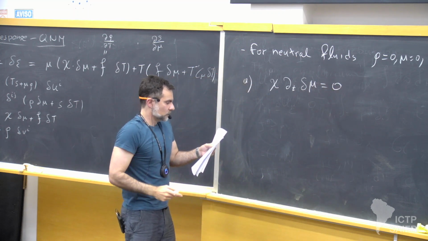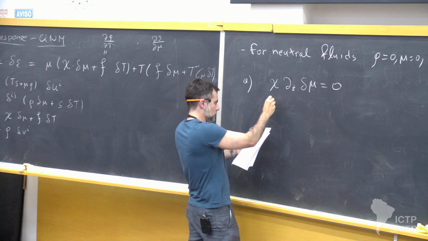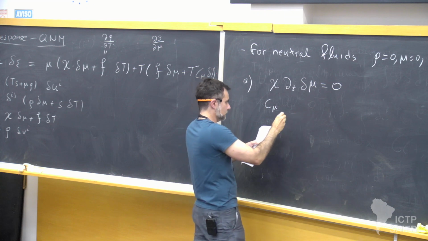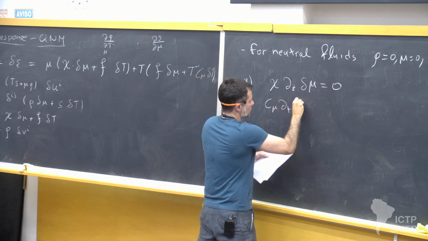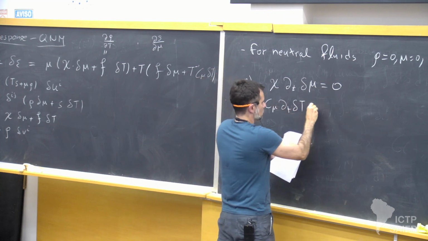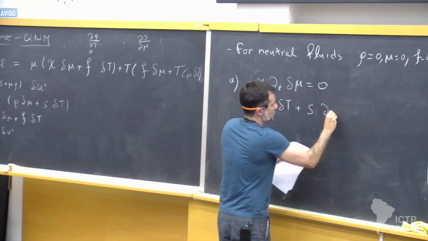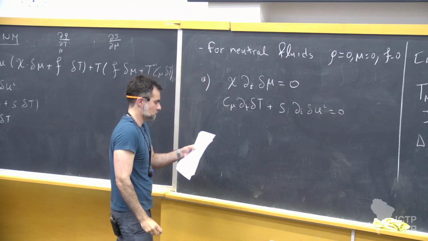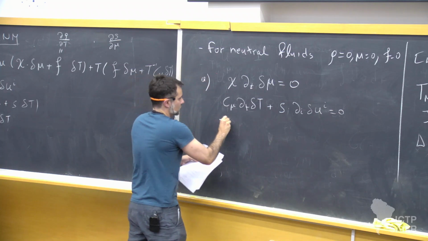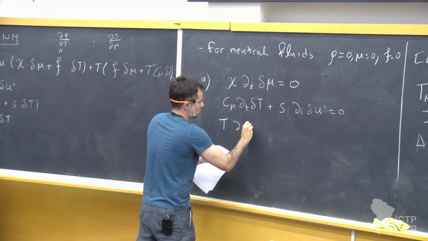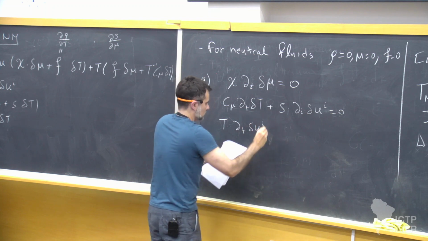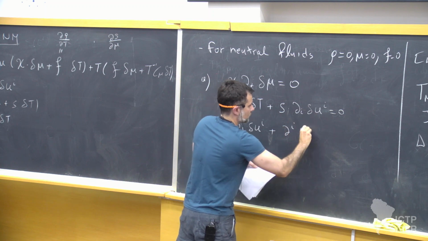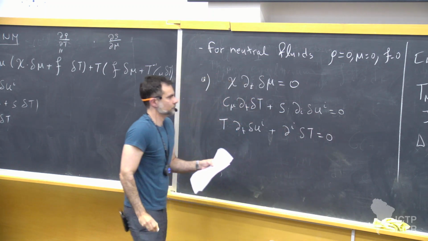That's the current conservation. So the time component of the Ward identity will give me s over nu times the time derivative of delta T plus s times the divergence of delta v is 0. And that T times the time derivative of delta v plus the ith derivative of delta T is 0.